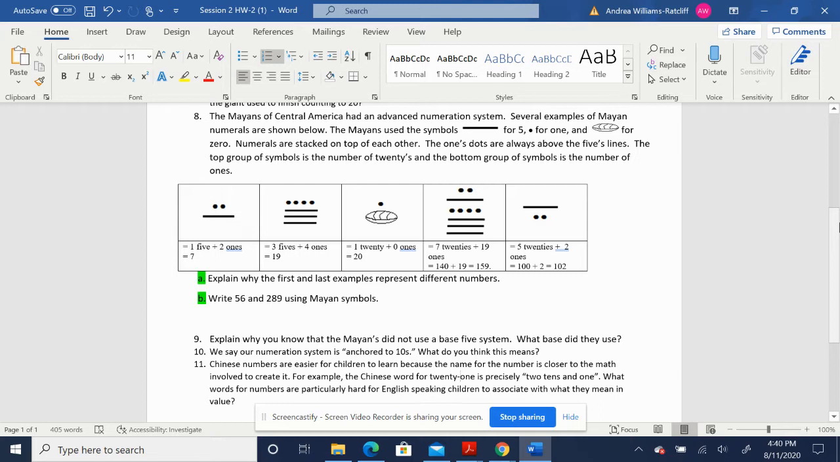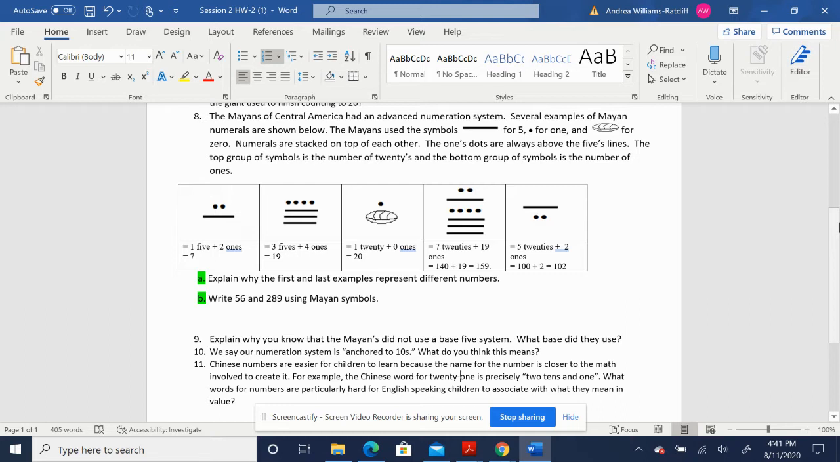And traditionally, if we're representing a number of 5s, a number of 1s, or a number of 20s, we're always going to put dots on top of the lines. Okay, the top group of symbols is 20s, and the bottom group is 1s. So the taller the grouping, the higher its place value. Okay, so the first question wants to know is, explain why the first and last examples represent different numbers.